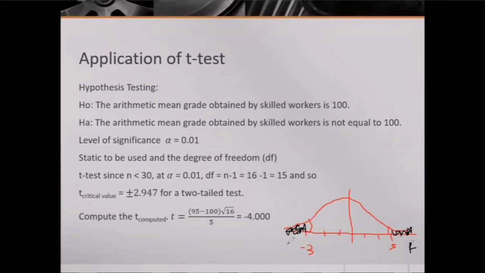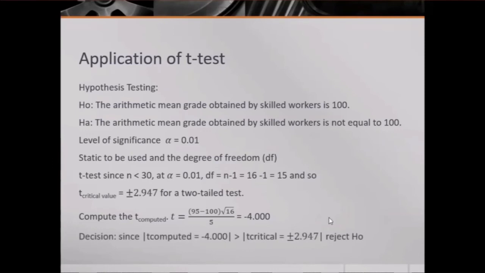Diba? Ang magiging decision natin, since ang computed value of 4 is higher than the critical value of 2.947, therefore, the null hypothesis is rejected. The null hypothesis is rejected. Okay? So kung ma-reject ang null hypothesis, ang magiging part na ngayong conclusion ay ang alternative hypothesis.